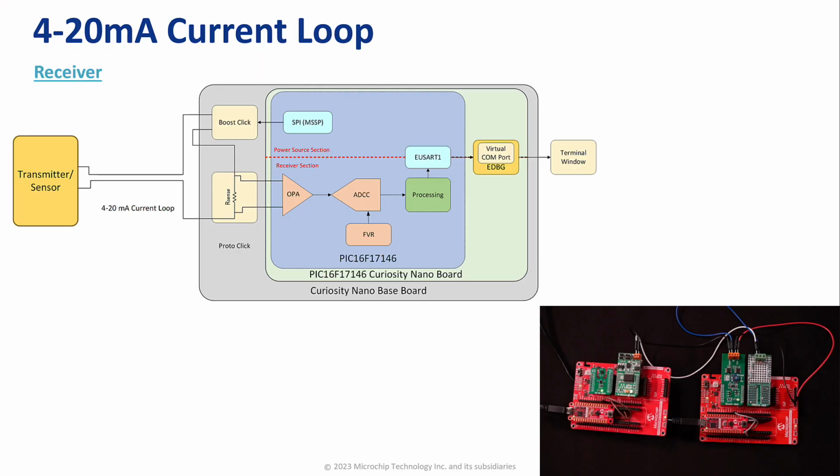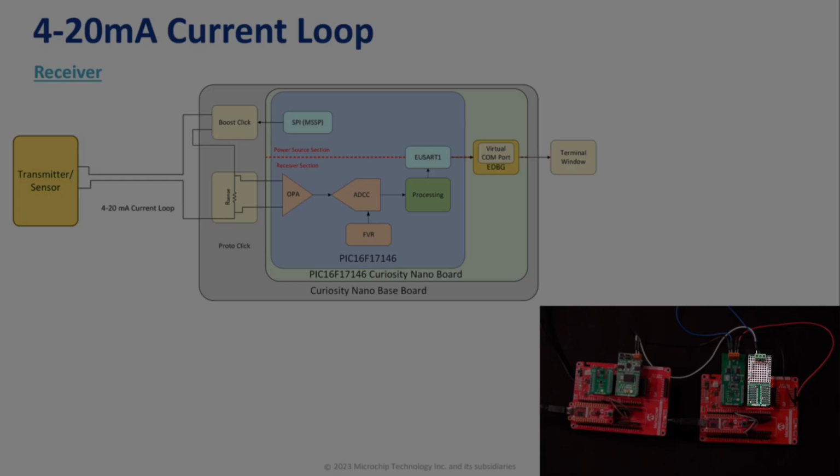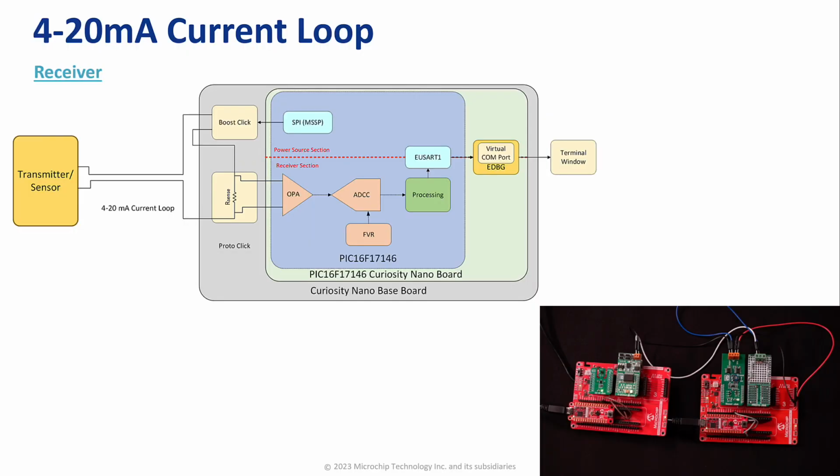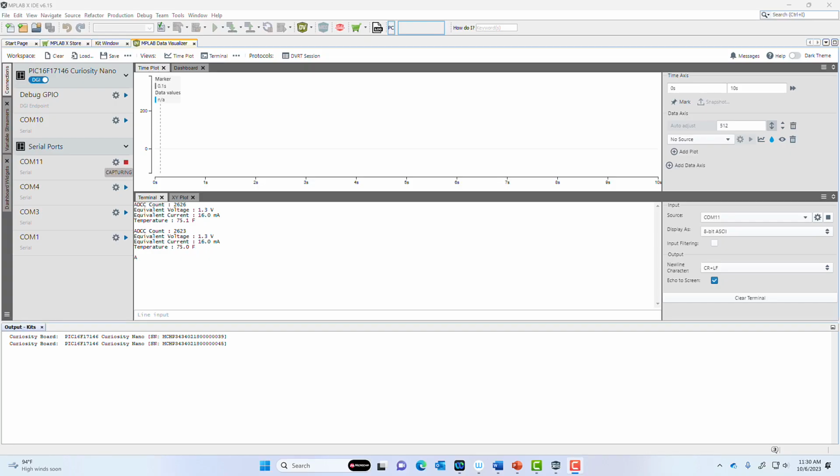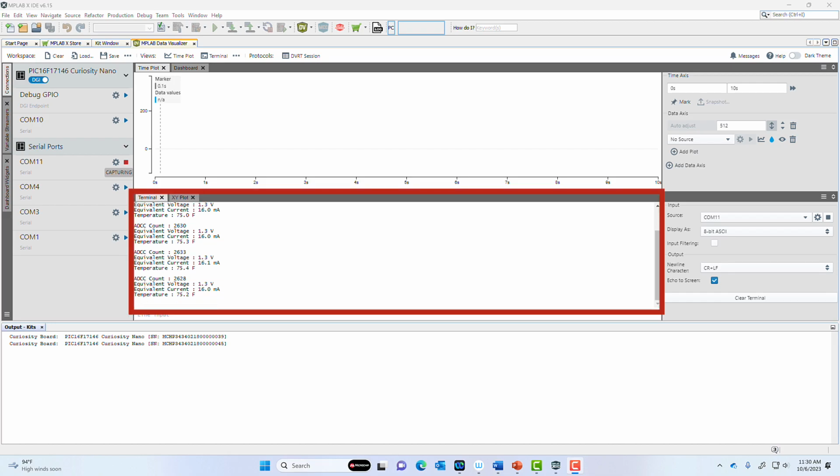The receiver consists of a current sensing circuit built on a proto clickboard, while the 16-volt power supply for the loop comes from the boost clickboard. The current sensing circuit uses an 84-ohm resistor and the PIC16F17146's internal op-amp and ADCC with a fixed voltage reference to measure the current across the resistor. Since both the transmitter and receiver components are connected in a loop, the current read over the sensing resistor represents the temperature that the SHT-AN clickboard measured.